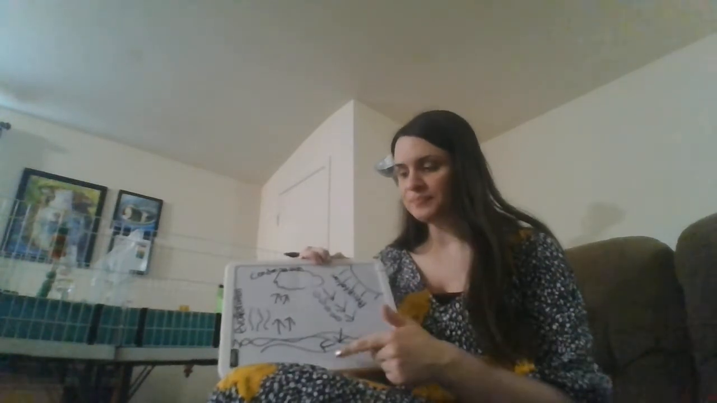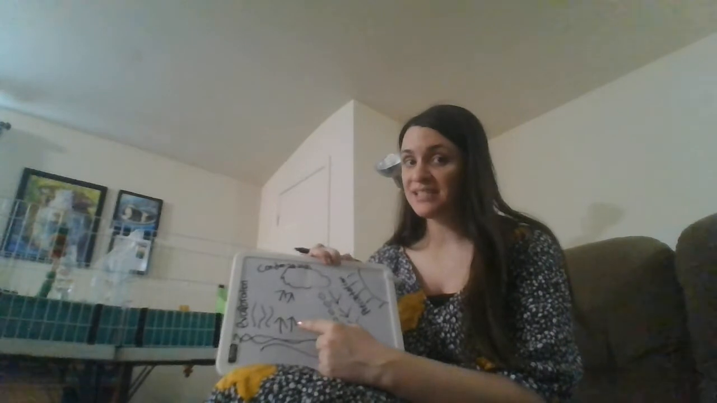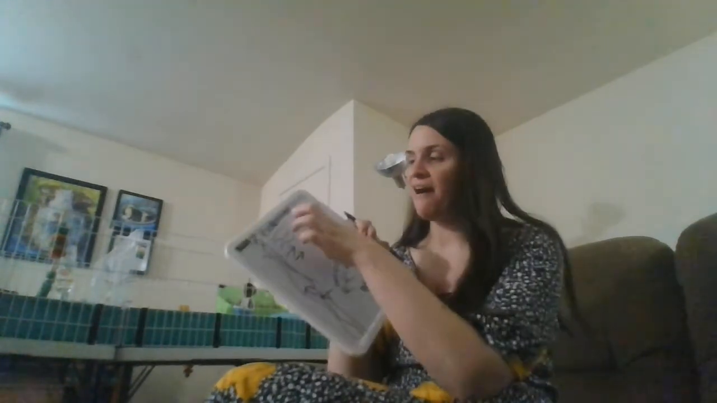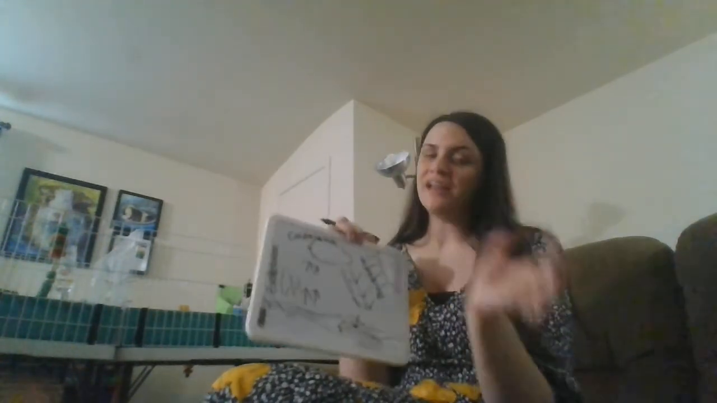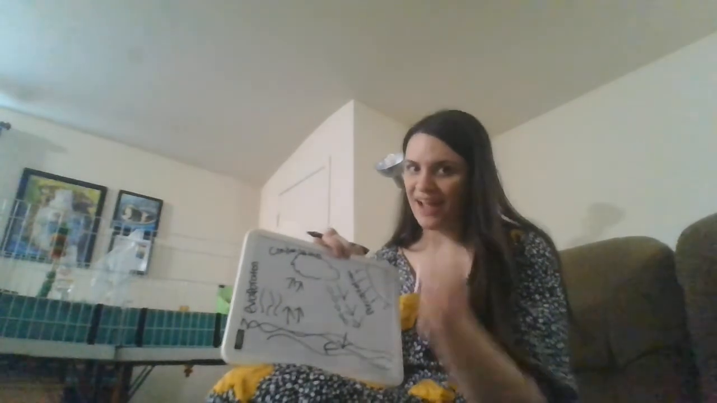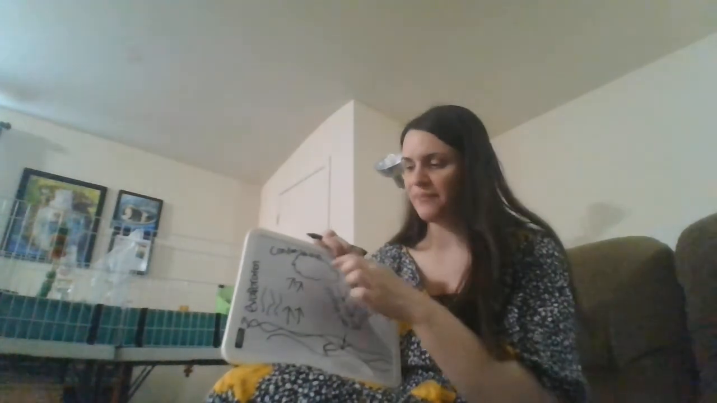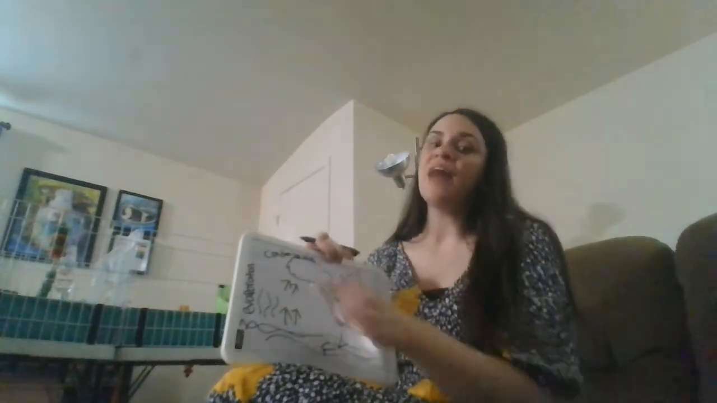Then the sun heats it up. It turns into a gas. It goes up into the sky as evaporation, as gas. Then it cools down into liquid water again, which then sticks together, sticks together, sticks together to make our cloud as condensation. That cloud gets heavy.